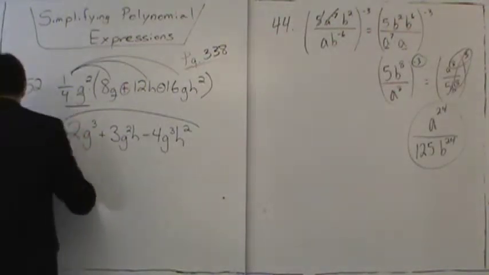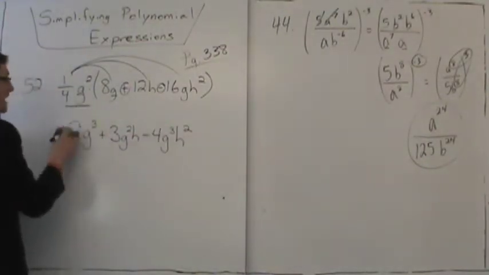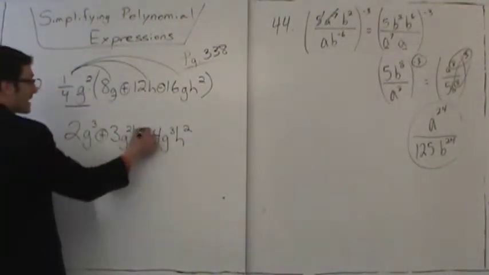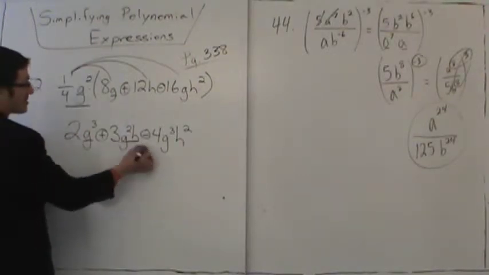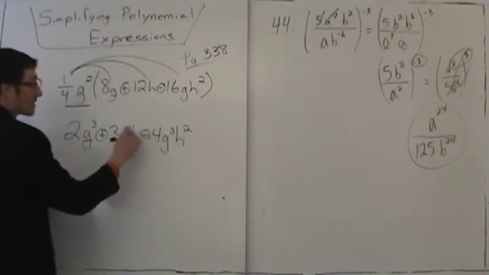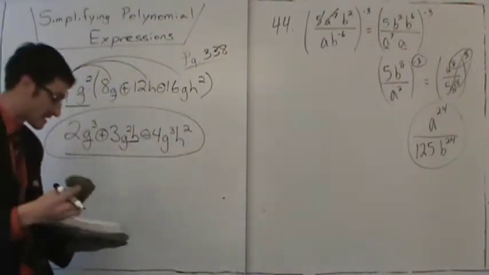And this is your final, well, hold on. Is this the final answer? We should always ask. Now we're done multiplying. What are we doing now? We are adding. Now when we add, something must match. Does anything match g cubed? No. Does anything match g squared h? No. We're looking for an exact match. So since nothing matches, we're done. You can only combine under addition when things match.